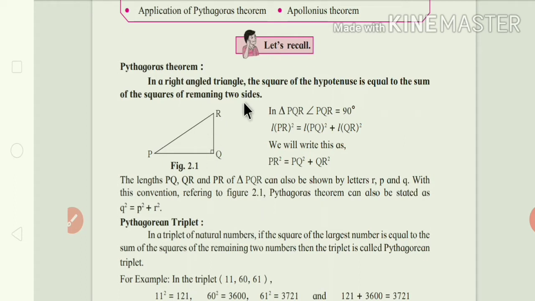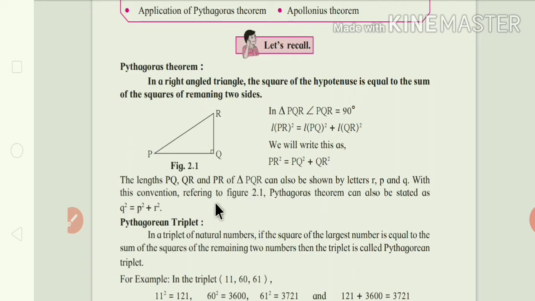and hence the square of the hypotenuse, meaning this side PR square, and the sum of the squares of the remaining two sides, meaning PQ square plus RQ square. This will be written here: PR square is equal to length PQ square plus length QR square. Now it will be written in this manner, PR square equals PQ square plus QR square.